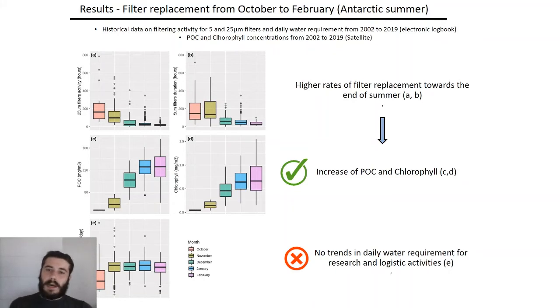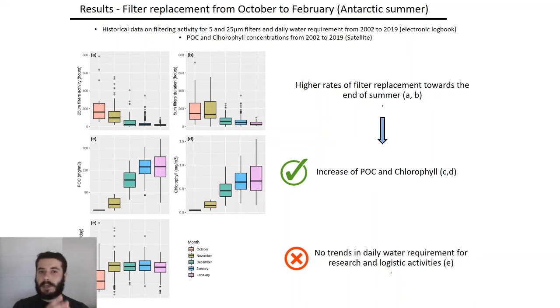So the first aim of this project was to look for a correspondence between the replacement rate of the filters and the chlorophyll and the plankton biomass present in the seawater. Historical data on filtering activity, meaning the duration of each singular filter for the cartridge and bag filters, was downloaded from the electronic logbook from 2002 to 2019, as well as the daily water requirement. The daily water requirement is basically the consumed water rate of the research station, which is drawn for the research and logistic activities.